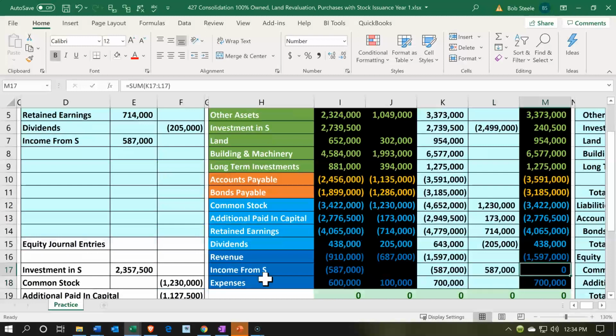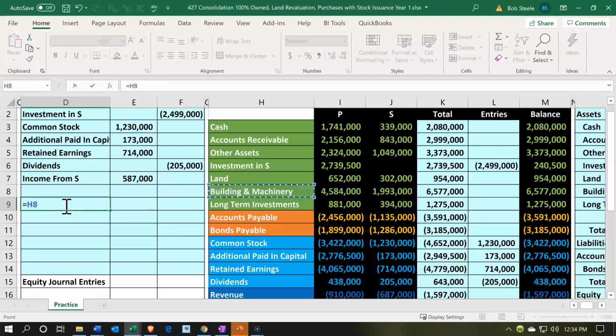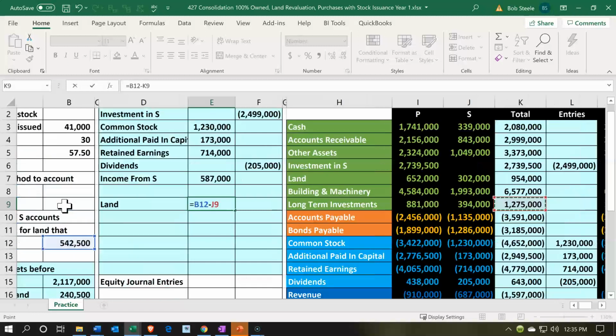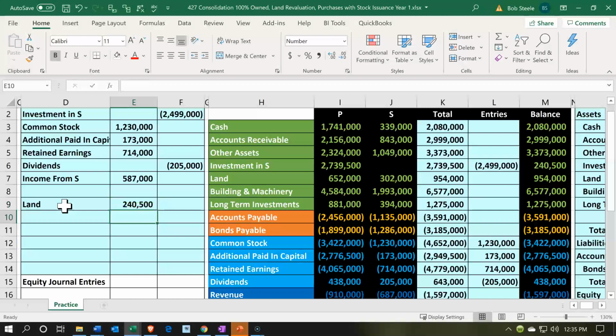Okay, so that's good. So now we just need to deal with the second transaction, which is dealing with the 240,500 we know we have to get rid of. Due to the fact there was no goodwill involved, that should hopefully be simply the difference in whatever the revaluation of the assets was, in this case the land. So in other words, we said that the land at the point of purchase had a fair value, which we're now going to account for, of 542.5, and they have it here at the 302. So the difference is that 240,500.